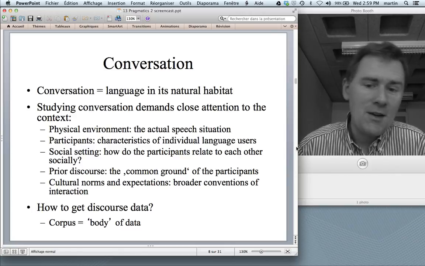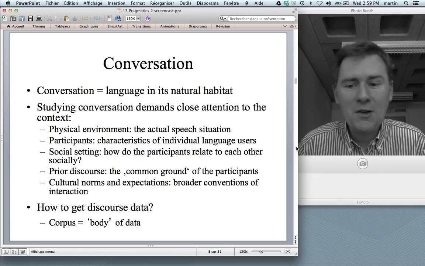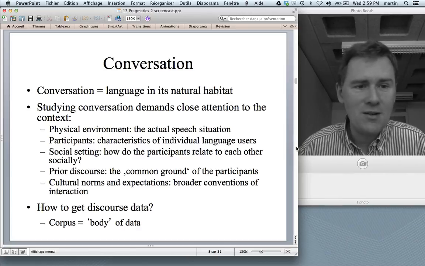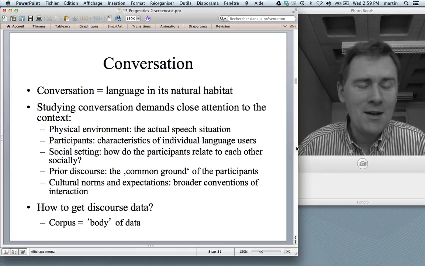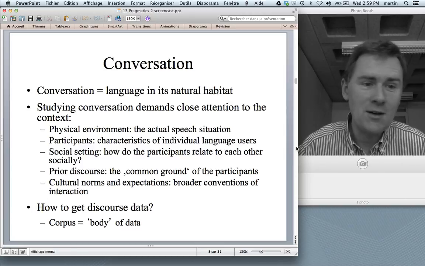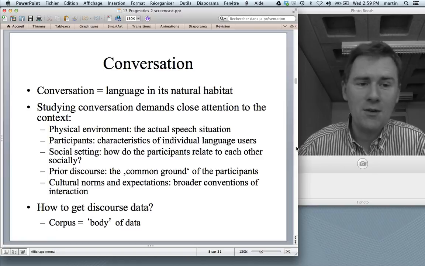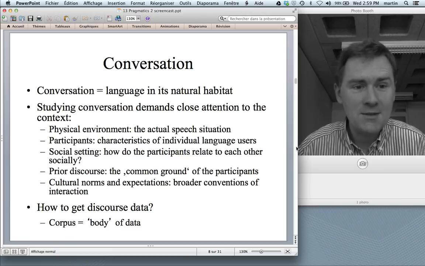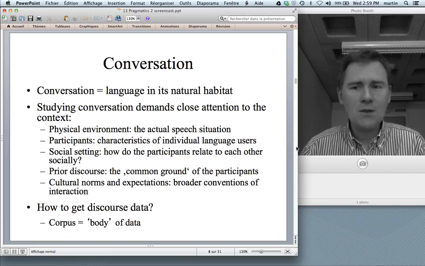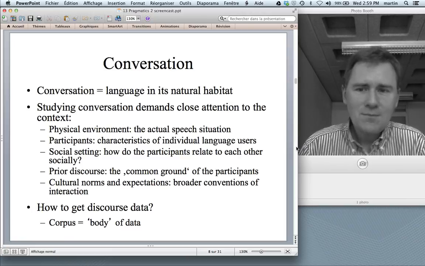Cultural norms and expectations. What conventions of interaction are there in your culture? Last time I mentioned the example of me at Helsinki Airport expecting things that apparently are not part of the local culture and learning something in the process, yes.